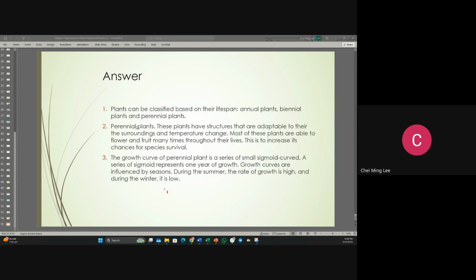So perennial plant. Why? Because they have the structure that adapts to the surrounding and temperature change. So most of them are able to flower and fruit many times throughout their lives. So this is to increase the chance for the species survival. Those that can keep on growing, right? Normally their adaptation is better.